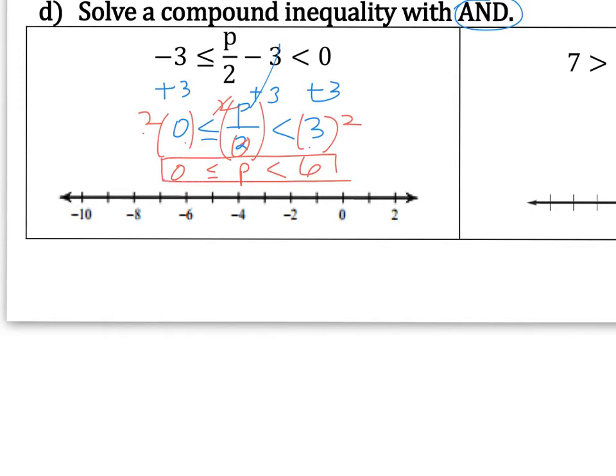And to graph this, we would need to include the 0. And then I'm going to have to make this a little longer. So this could be 0, 1, 2, 3, 4, 5, 6. And then this needs to be an open circle. And then we shade everything in between.